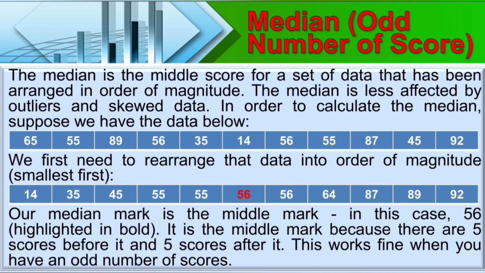Median for odd number of scores. The median is the middle score for a set of data that has been arranged in order of magnitude. The median is less affected by outliers and skewed data. In order to calculate the median, suppose we have the data below. We first need to rearrange that data into order of magnitude, that is, smallest first. Our median mark is the middle mark, in this case 56, highlighted in bold. It is the middle mark because there are 5 scores before it and 5 scores after it. This works fine when you have an odd number of scores.